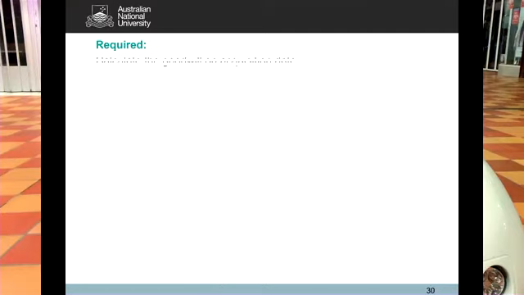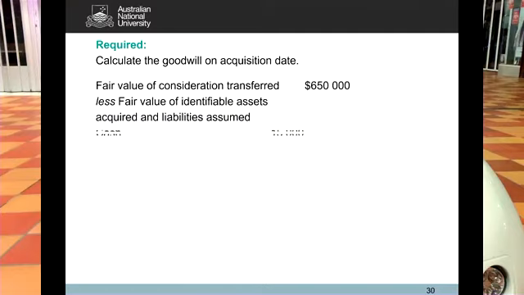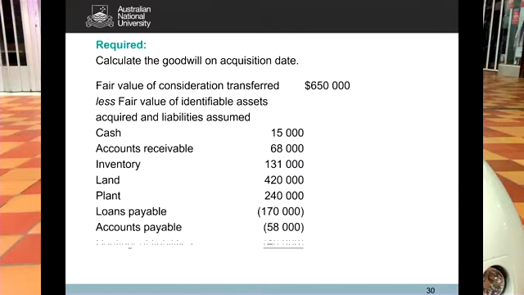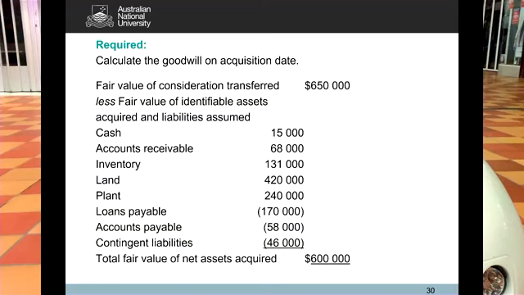Okay, so that should be very straightforward. We simply add them up, all of them up, and also less the contingent liability, less all the liabilities. So all the assets add up, all the liabilities deducted. So eventually we get the fair value of net assets acquired as 600.